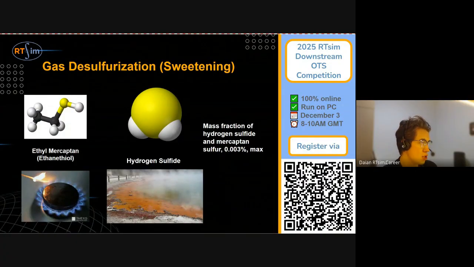Moisture can lead to hydrate formation, corrosion, and operational issues in pipelines and equipment. You can see the natural gas.